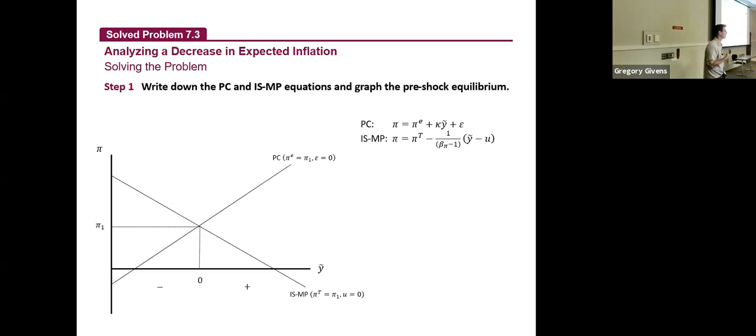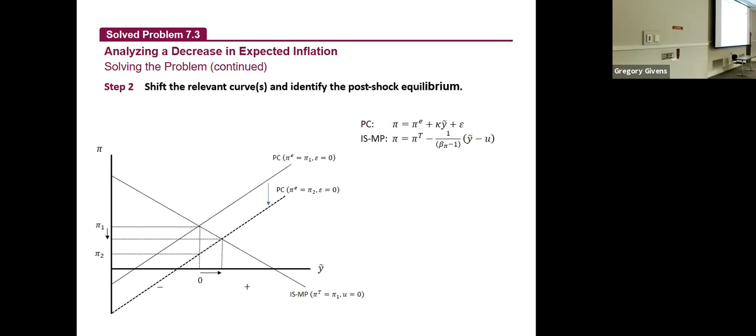Now, who can help me illustrate graphically what happens if there is a sudden decrease in expected inflation? Is that going to affect the Phillips curve or the ISMP curve directly? The Phillips curve. And what direction is the Phillips curve going to shift? It should shift to the right or down, right, by the size of the reduction in expected inflation, okay? So be careful about how you graph this. I want you guys to get the reference points right, okay?